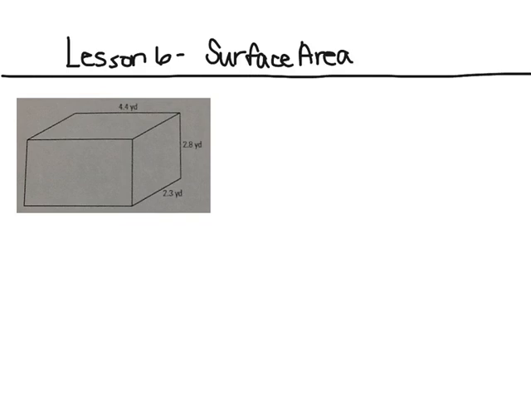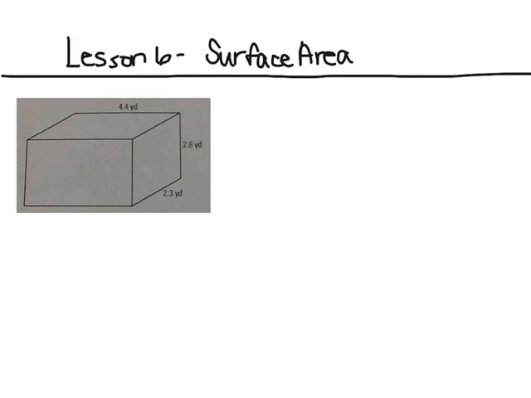Lesson 6, surface area. So surface area is the total distance on the outside of an object. And when we have three-dimensional objects, we can find the surface area, and a way that we do that first is we find the net. So a net is like if you were to unfold this box, what would it look like flattened out?